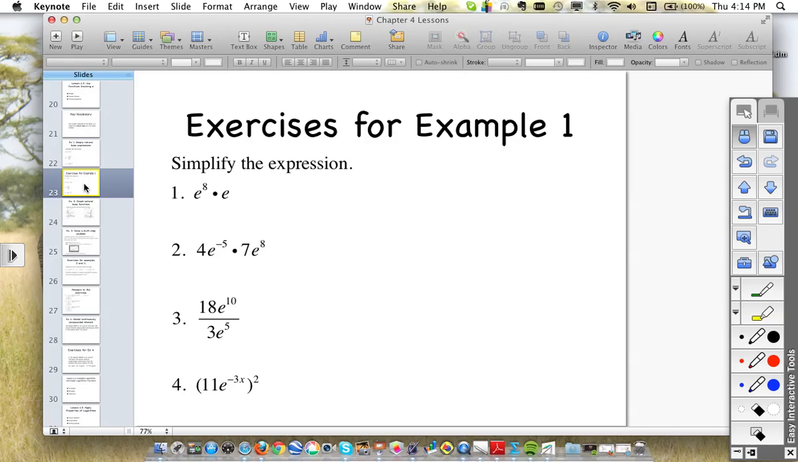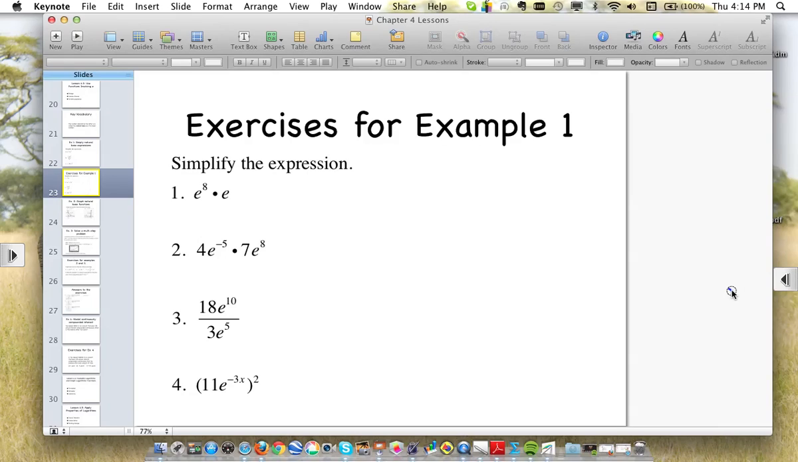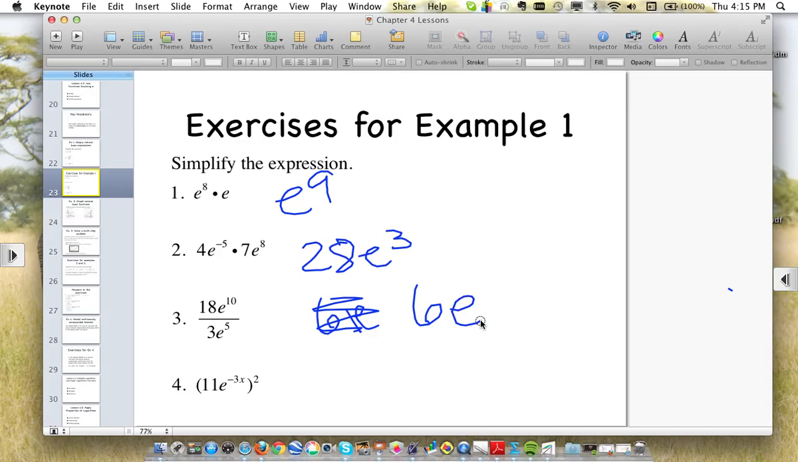Okay, hopefully you've had time to write your answers. I'm going to go ahead and give you the answers. All right, so e to the 9th, 28e to the 3rd, 6e to the 5th, and 121e to the -6x. If you have any questions on these problems, make sure you circle them and bring them up in class.